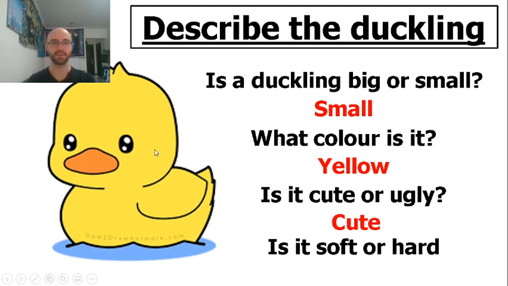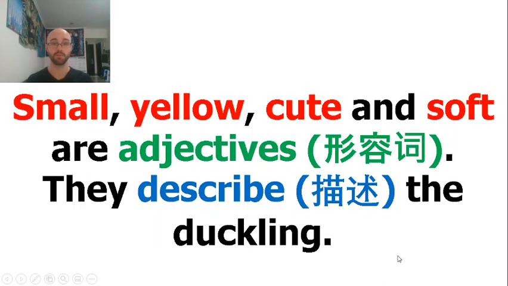And lastly, is it soft or is it hard? If you hugged the duck, would it be soft or hard? It's soft. So we have four words in red: small, yellow, cute, and soft. These words are adjectives. Here is the translation of adjective. Adjectives describe things. So these words describe what the duckling looks like.